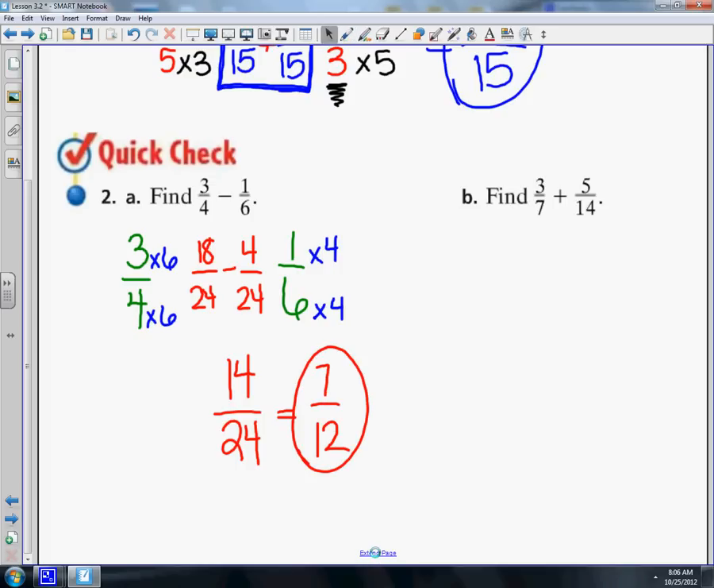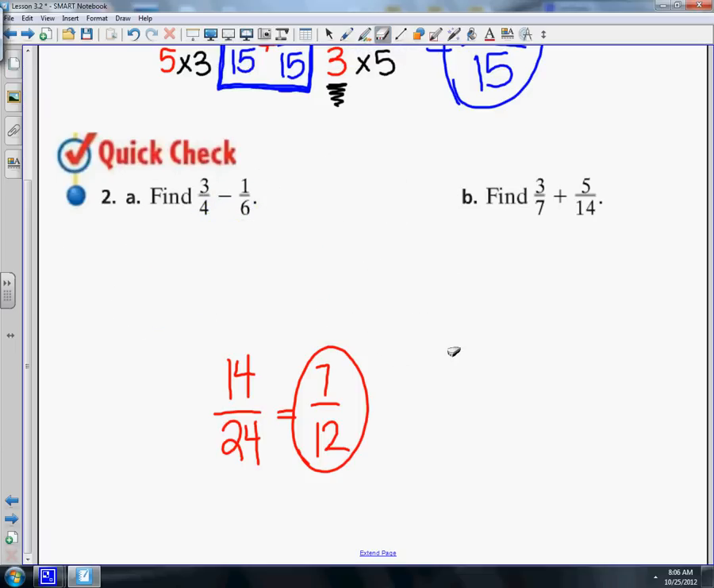If you didn't do it that way, another way you could do it is you could see that both of these denominators go into 12. So you could times this by 3 and get 9/12 minus, and times this by 2, minus 2/12, and then you would get 7/12. Either way, you're getting the same answer. You're just going about it two different ways, and it's totally fine either way that you would like to do it.